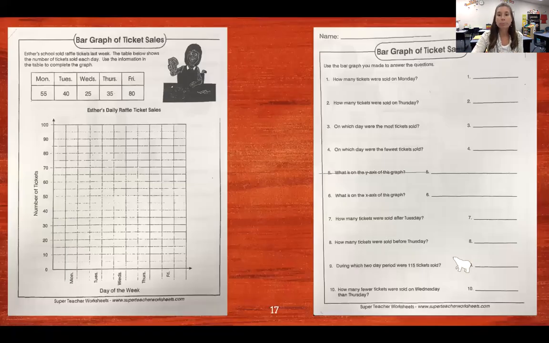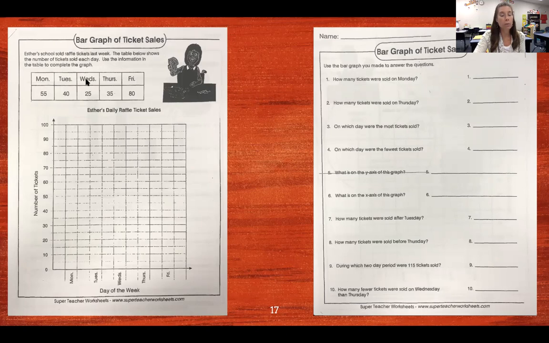Okay, so these two pages here, this is the bar graph of ticket sales. So again, as a problem solver, guys, I'm going to read, look, think, and try to figure out what I need to do. Esther's school sold raffle tickets last week. The table below shows the number of tickets sold each day. Use the information in the table to complete the graph. So here's my data in this table here.